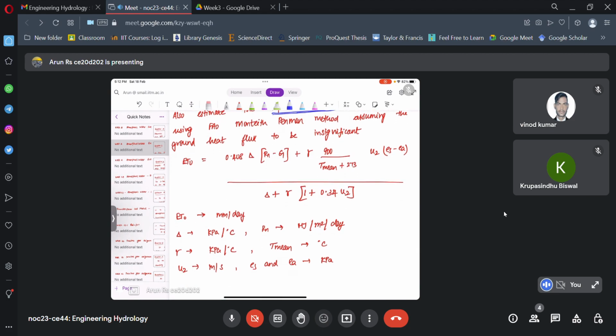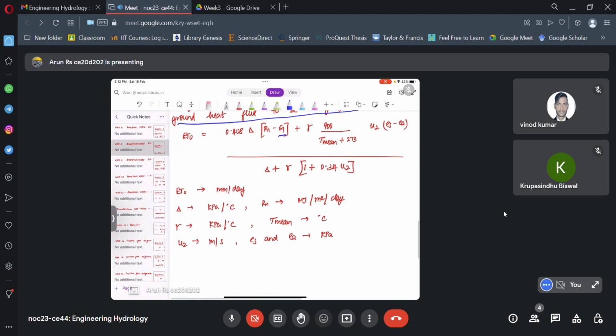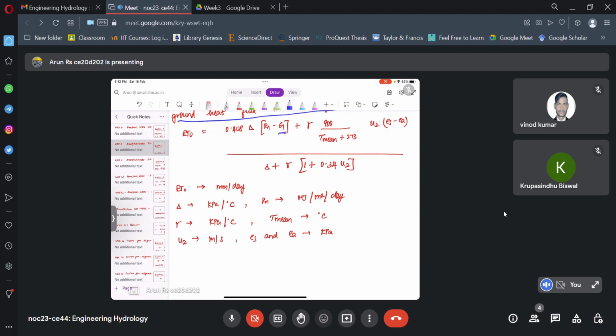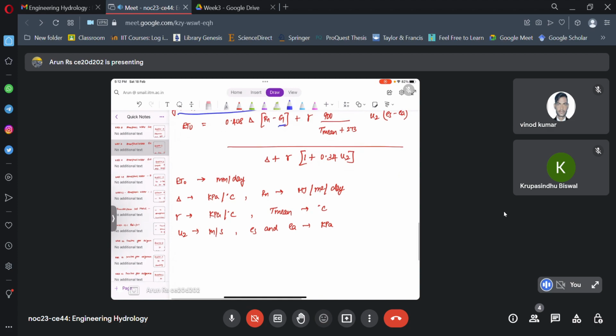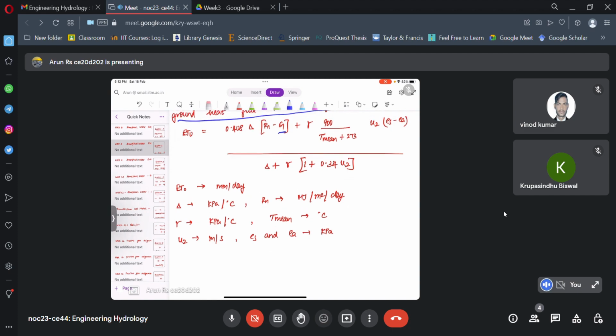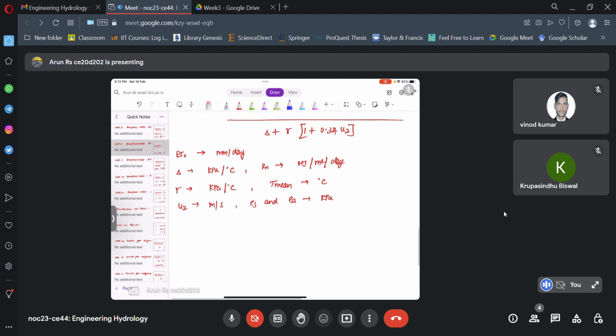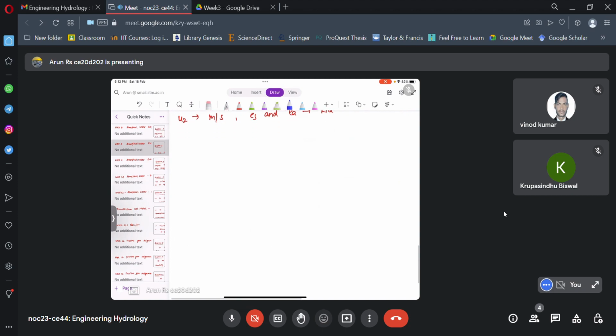And here it is given that ground heat flux can be insignificant. So we can basically neglect the G term from this equation. So this is an empirical equation that has been derived. So if you substitute the values in this particular units, you will get your evapotranspiration in mm per day. So no need to remember very big equations. These are all some methods which you will be using. No need to remember all this. So we'll go to the question.